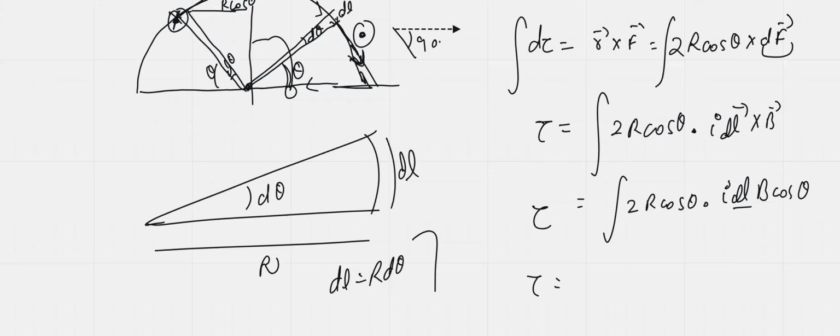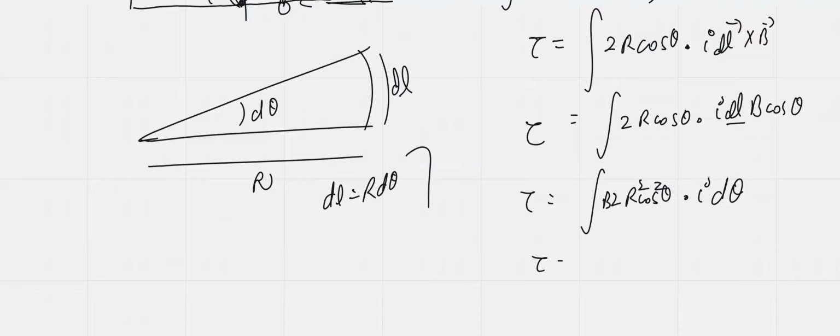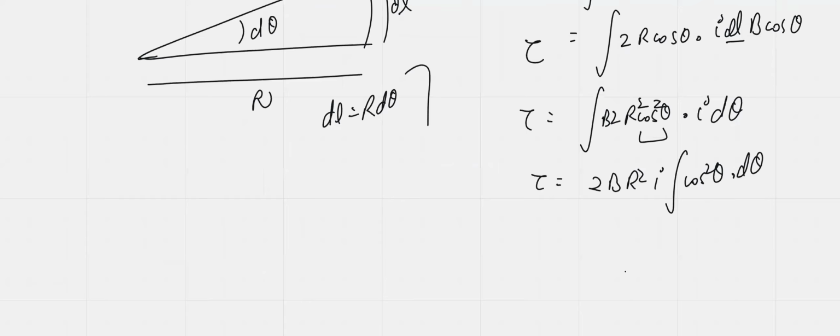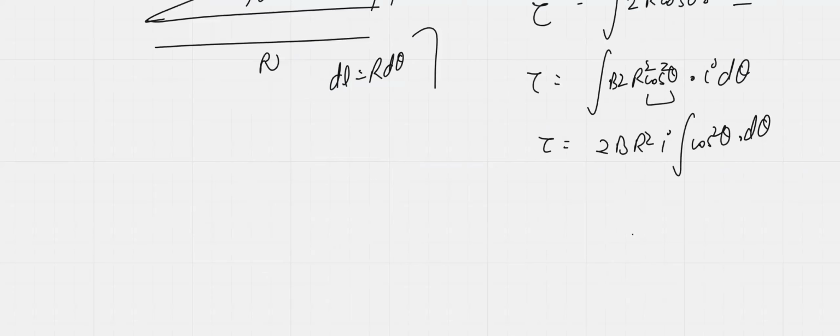Torque is equal to 2r cos theta dot I. Instead of dl, r times d theta, make it square. Cos theta is there, make it square, both of them. Instead of dl, write d theta, and B you put outside. So 2B r square, cos theta is variable, keep I inside, cos square theta d theta. That's the integration we are supposed to do. 2I dr. So what's the integration of this thing?